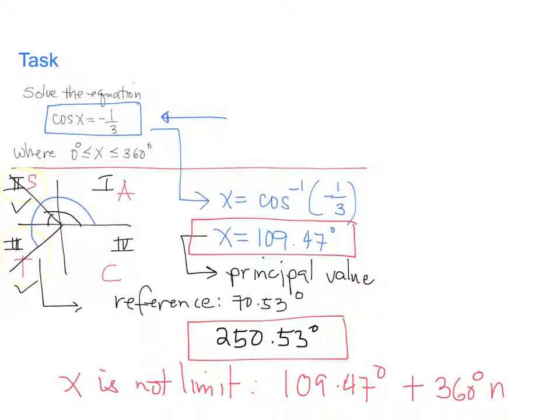n. 1 means once, 2 means twice, 3 means thrice, and so on. Four times, five times. And then some books will note as long as n is an integer. This is like a Z, if the x is not limited. And then another setup will be needed for the 250.53. Then you will say 250.53 plus a cycle of 360 depending on the n.